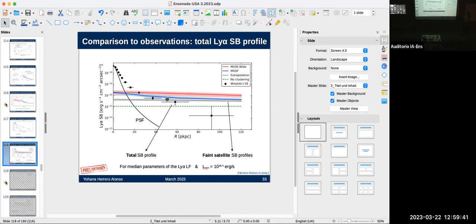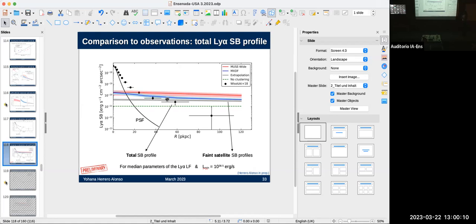I have another question about this graph. If we really believe the last point, we should conclude that there are no satellites contributing to this profile, because all of the contributions are above what's observed.